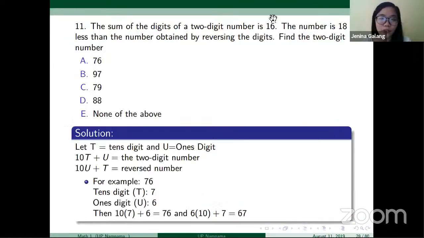So, yung next sentence dito, the number is 18 less than the number obtained by reversing the digits. So, this is just another information for us to find the two-digit number. So, para ma-convert natin tong sentence na to, we have the number, which is 10t plus u equals the number obtained by reversing the digit. So, 10t plus u equals 10u plus t less 18.